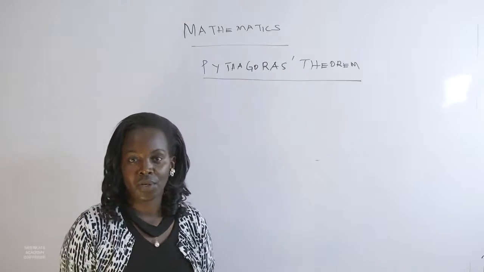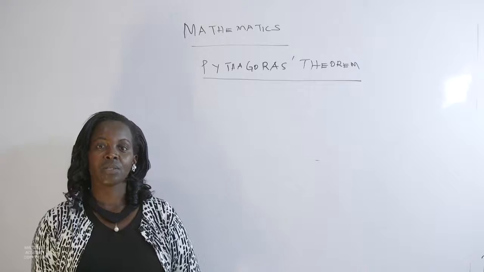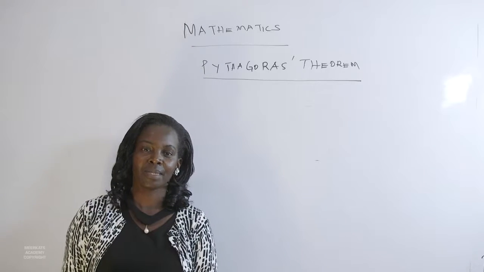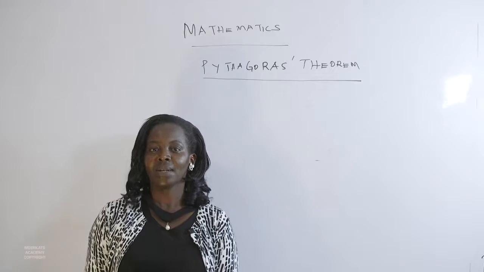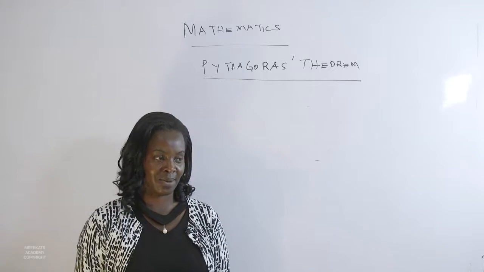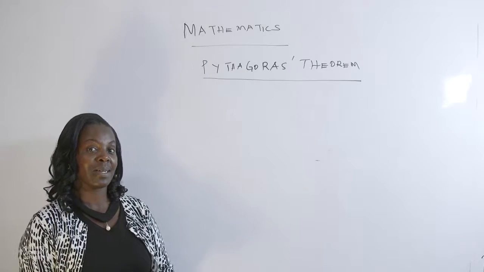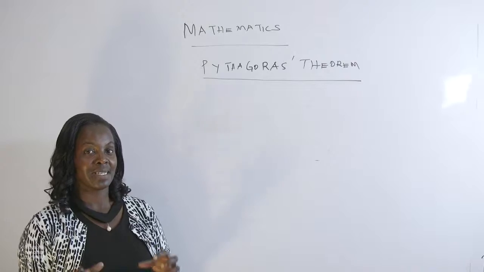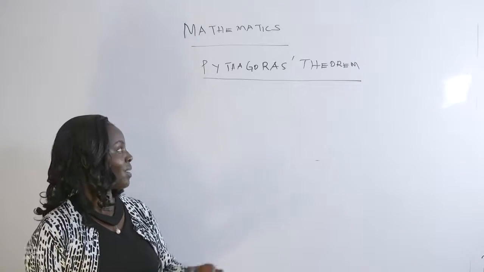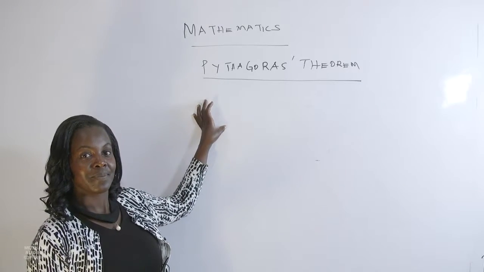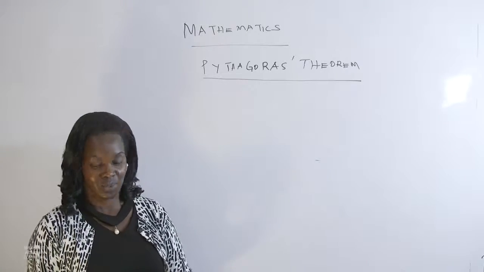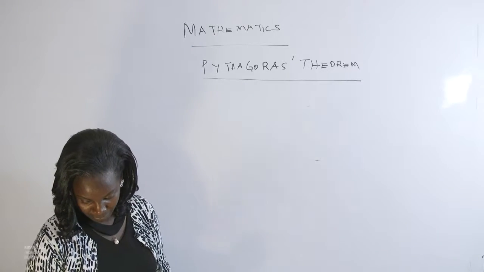We can also use the Pythagoras theorem to determine if a triangle is a right angle triangle, because we have said the three sides of a right angle triangle agree with the formula a squared plus b squared is equal to c squared.